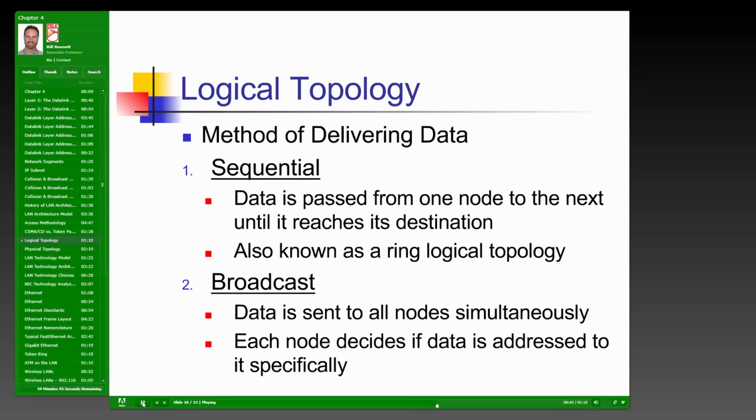In broadcast, the data is sent out to all nodes simultaneously. So again, if you remember back to that graphic where we showed you the hub, all the devices attached to the hub were able to receive the message as soon as it was sent out. And then each node, each network interface, decided if the data was addressed to it or not. If so, it processed it. If not, it just simply ignored it.